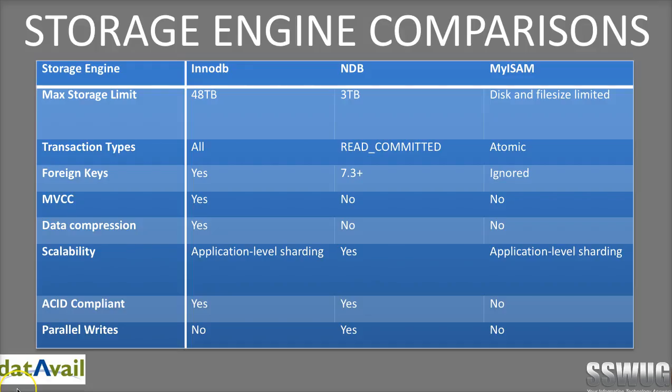When we look at our different kinds of storage engines and compare them, we're going to be looking at the maximum storage limit, transaction types, foreign keys, multi-version concurrency control, data compression, scalability, ACID compliance, and parallel writes. So when you look at the storage limits, one can have a limit of 48 terabytes, InnoDB has 3 terabytes, and MyISAM is limited by disk and file size.